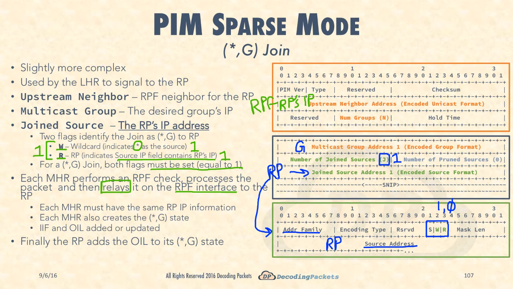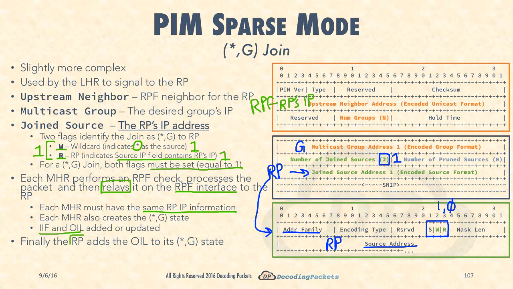So because of this, all of the middle hop routers must have the same RP information. So they must think that the RP for that group is the same as the sending router. That information has to be consistent. Once again, the IIF and the OIL would be updated.